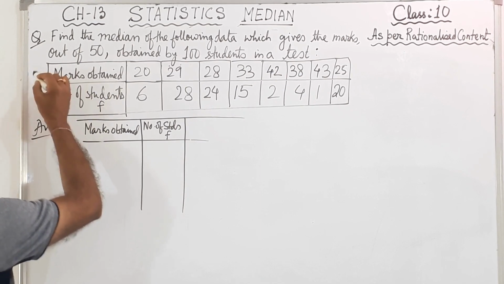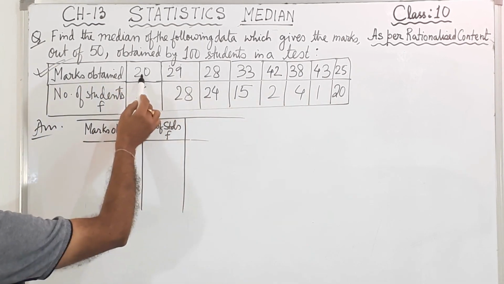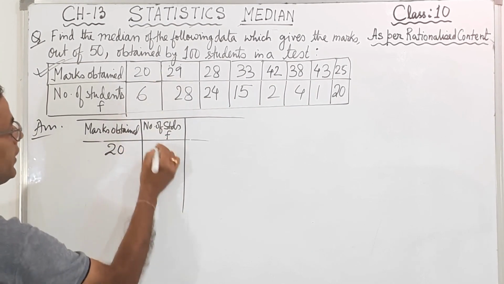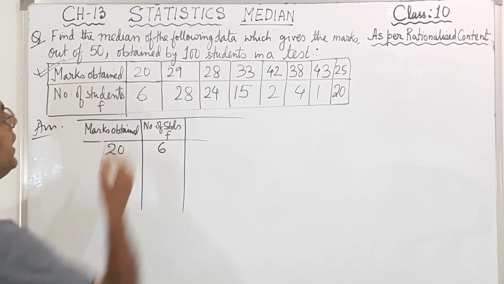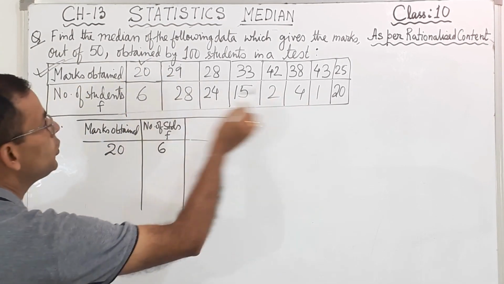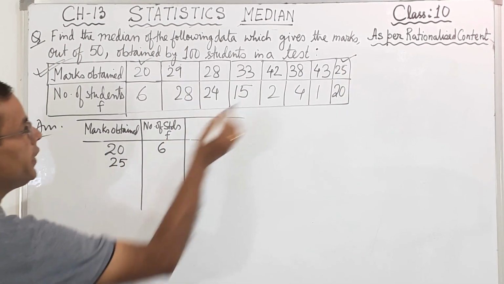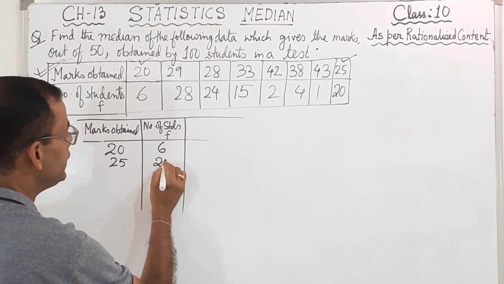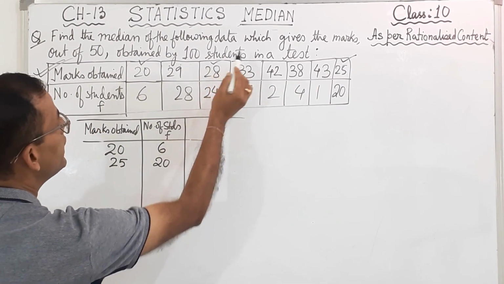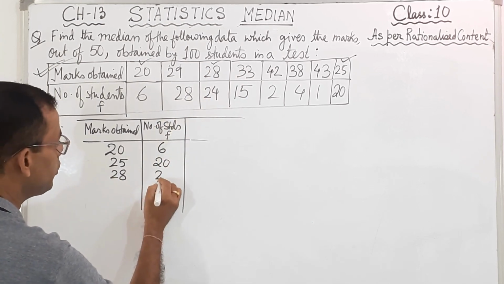So, ascending order. See the marks, which is the lowest one? 20, so that we will write first, and 20 is having how much? 6 frequency. Okay, so this is finished. After 20, which is the next highest one? 25. So 25 is how much? 20. Okay, then after 25, what is there? Next 28, so we will write 28, and it is carrying what frequency?